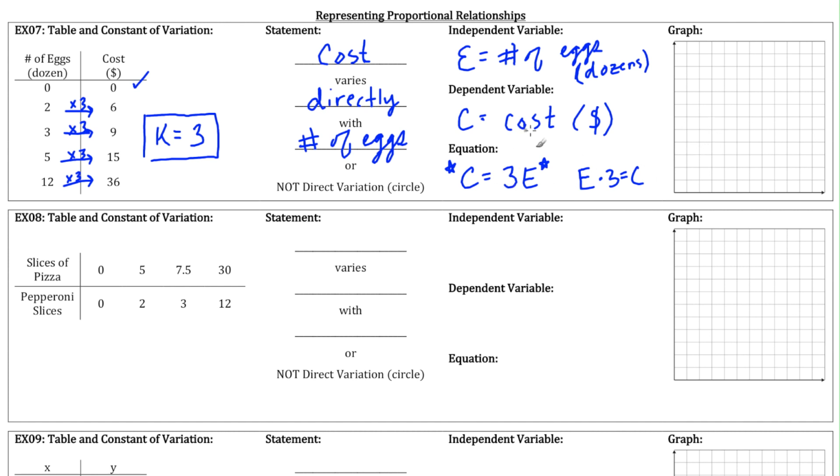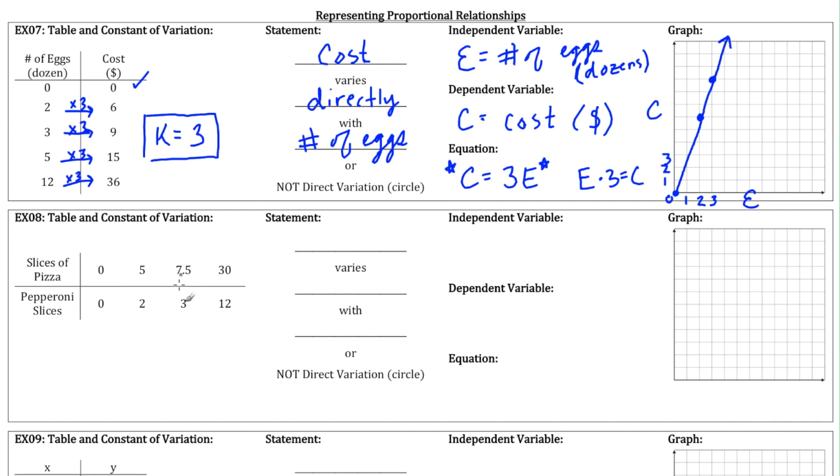So our dependent variable is cost, so we'll put cost here. That will depend on the dozens of eggs here. 0, 1, 2, 3, 1, 2, 3. Okay, so 0, 0, 2, 6, 3, 9. And then for our purposes right now, don't worry about whether it's dashed or solid. Let's just draw this in. And that is our graphical representation of the relationship.